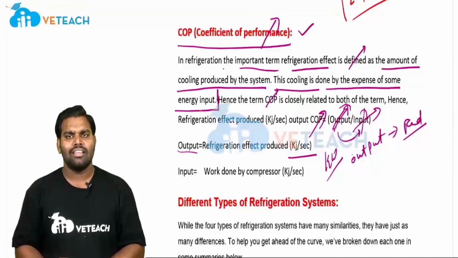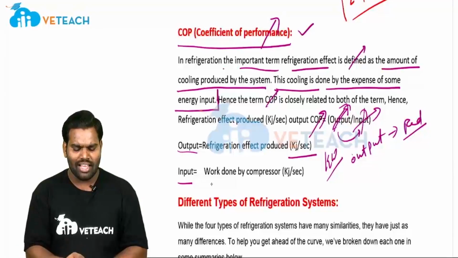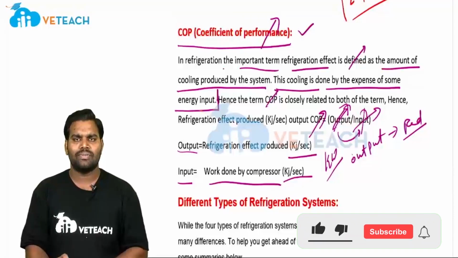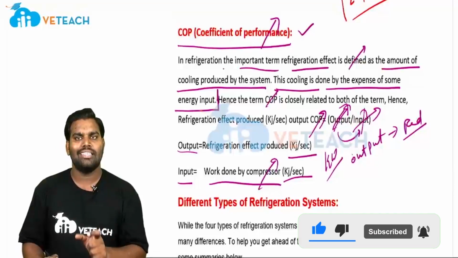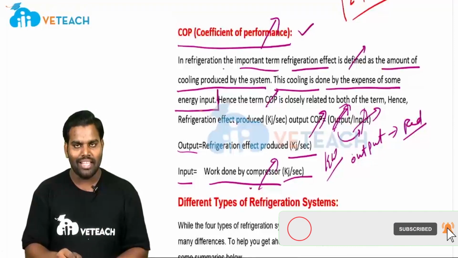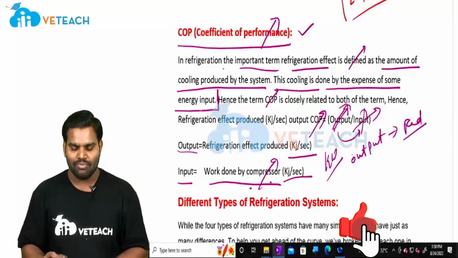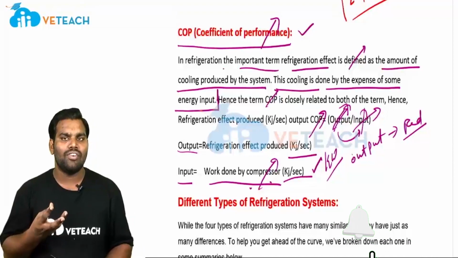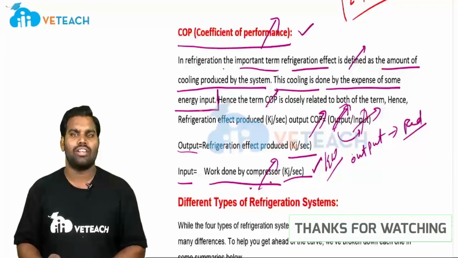So that here we will get kilojoules per second. Coming to here, input is considered as work done by the compressor, which is considered as kilojoules per second. Here you can observe the compressor takes the energy or work from the outside component. So work done by the compressor is considered as input of that refrigeration system, in terms of kilojoules per second. In this way we will go for calculation of the coefficient of performance of a refrigeration based on the given considerations. Thank you.